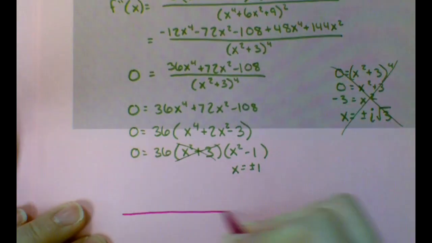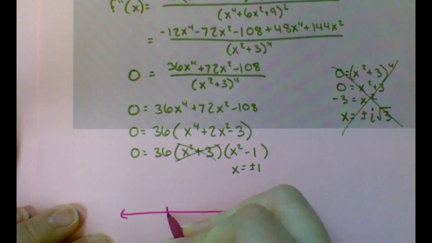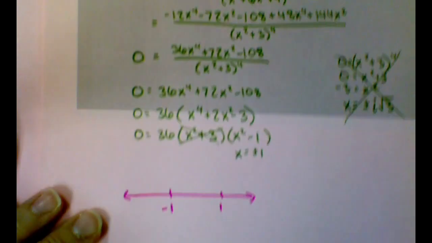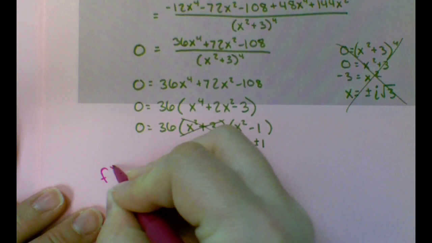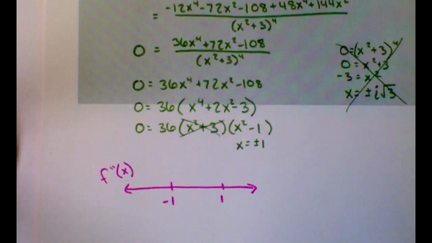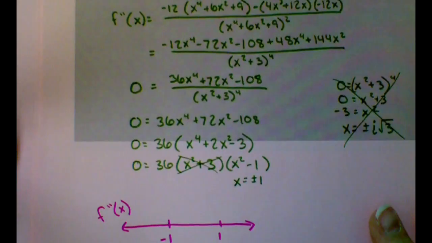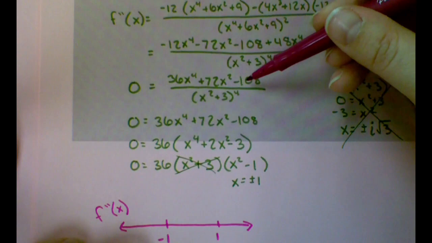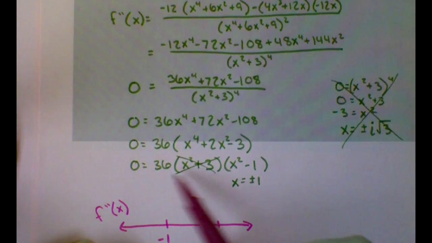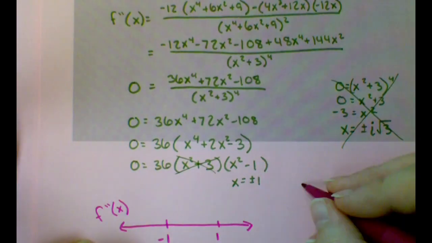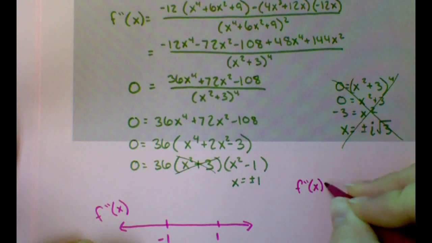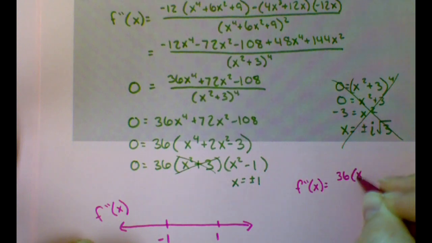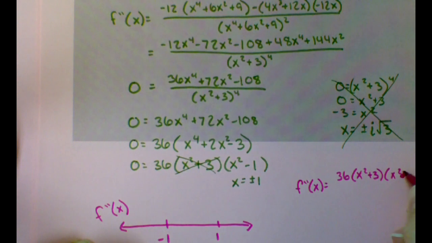Now, just like we did before, I'm going to set up a number line to help me visualize this. Put in those answers. This time we're going to plug it into the second derivative. So I'm going to take a value, let's go here, that's less than negative 1. And I'm actually going to use this factored version in my brain when I do this. So I'm going to treat my second derivative as 36 times x squared plus 3 times x squared minus 1 over x squared plus 3 to the fourth power.